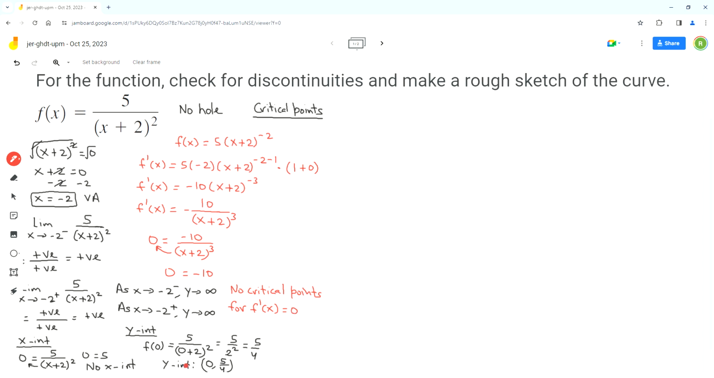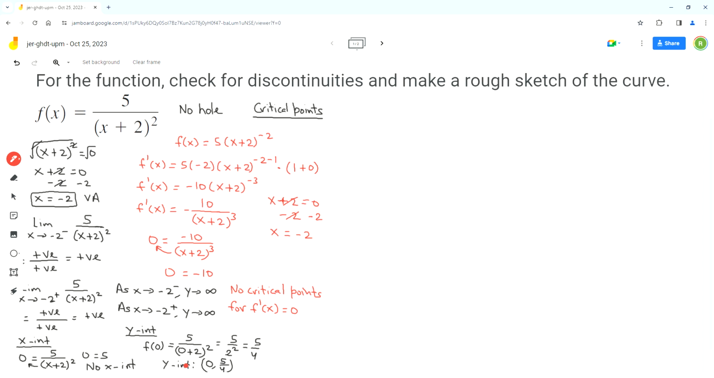Now we can find the critical points at which the prime of f at x is undefined. Now the prime of f at x is a rational function, so we'll set the denominator equal to 0, because the rational function will become undefined if the denominator is equal to 0. So now we can solve for x by subtracting 2 from both sides. So the 2's on the left side get cancelled out. So we get x equals -2.